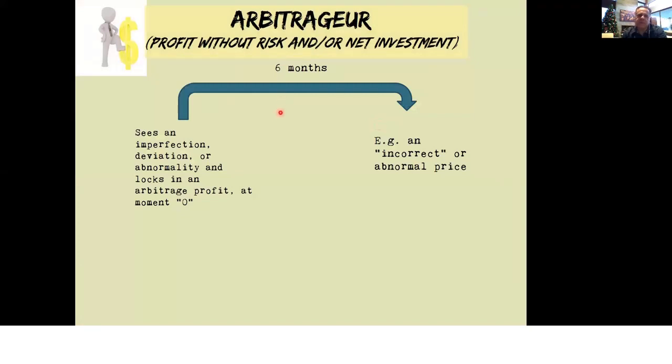So basically the way arbitrage works is the investor observes something that is not normal, an abnormal or incorrect price, and he will take advantage of that on day 0. So the arbitrager will be locking in a profit on day 0. So an arbitrager can only be happy because he will lock in the profit on day 0. We will take a couple of examples in a moment.